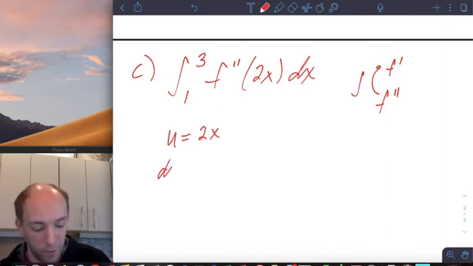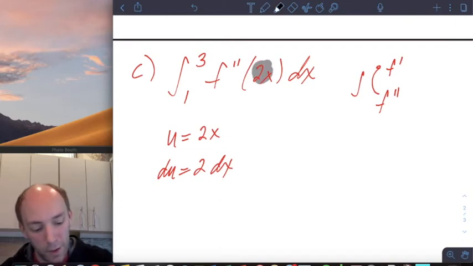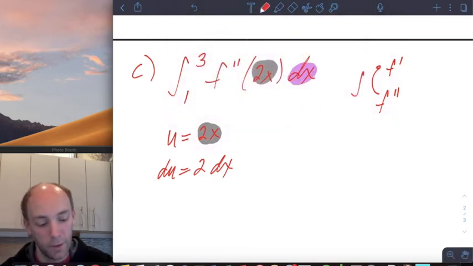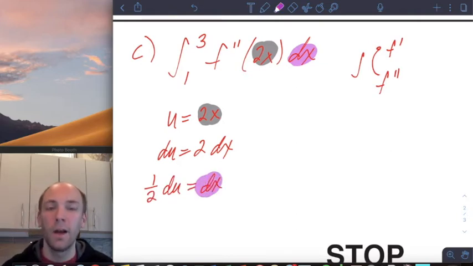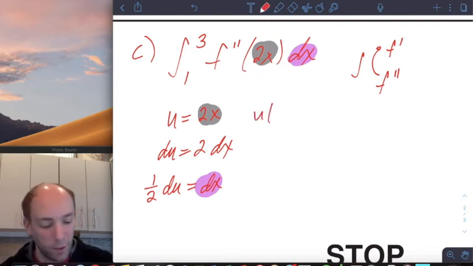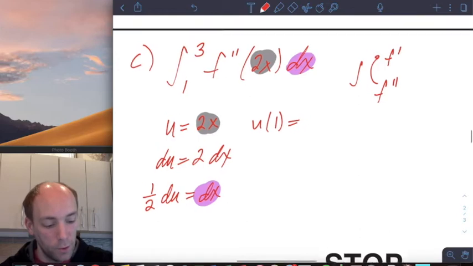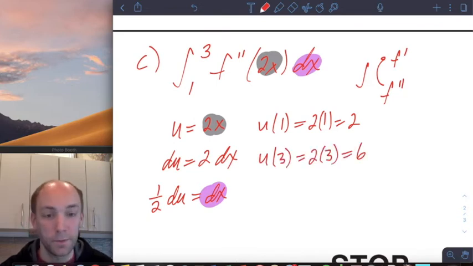So the derivative of this is 2 dx. So I've got the 2x taken care of, but I need to get the dx by itself. So what we're going to do is divide by 2. And now I've got the dx by itself, and that can be replaced pretty easily. I'm also going to go ahead and change my bounds. I think it's easier if we can just change everything to be in terms of u, finish the problem, then we never have to go back to x. So u of 1 means 2 times 1, which is just 2. And then u of 3 is 2 times 3, which is 6.